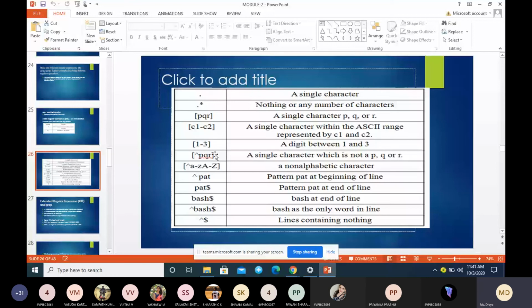And this is for dollar. Dollar is very important. In a regular expression, dollar is for the end of the line. So let us look into the examples.